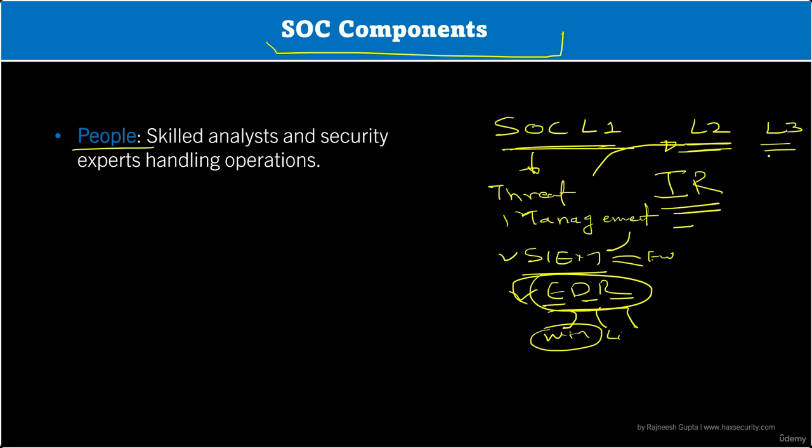Finally, level 3 is involved in threat hunting. If you remember, I told you earlier, they are the ones who do the proactive threat hunting, with an assumption that the network is already compromised.